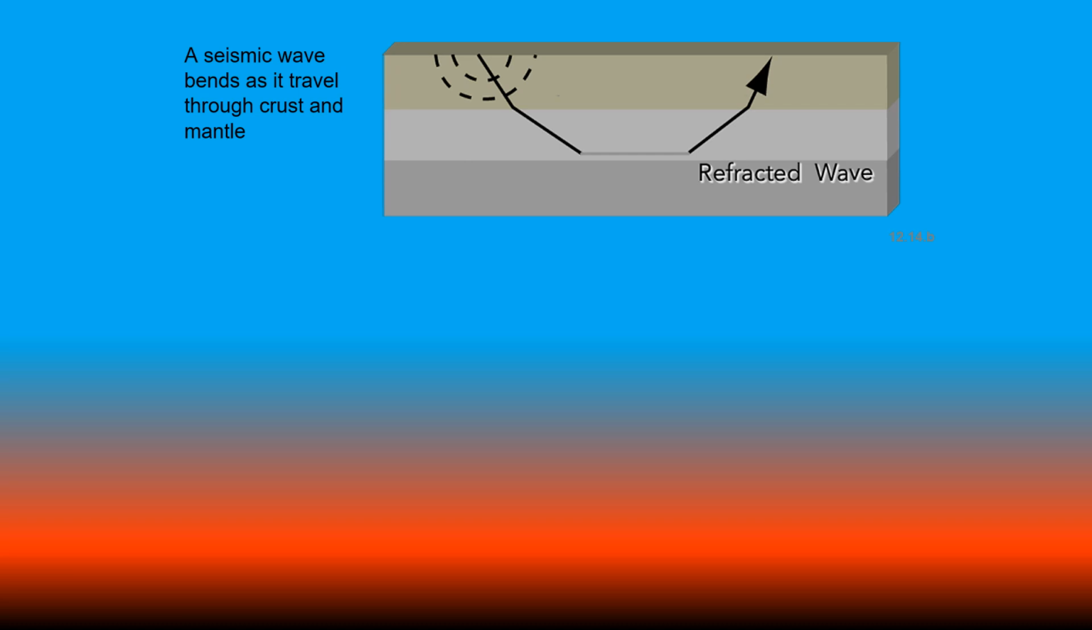So seismic waves bend as they travel through the crust and the mantle. Here's the earthquake at the crust. When it hits the mantle, it bends, right? Then it hits the outer core, does not go there, and then reflects back up.